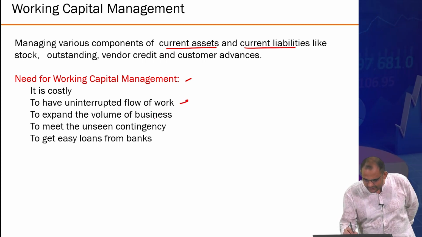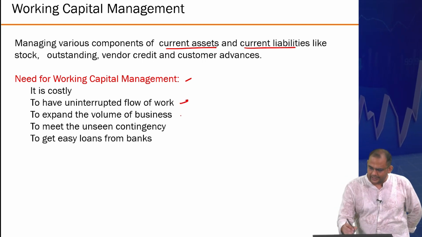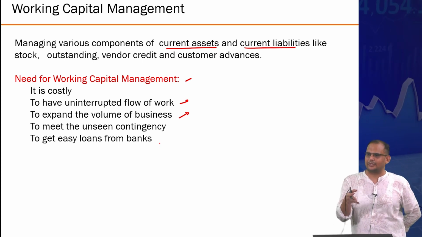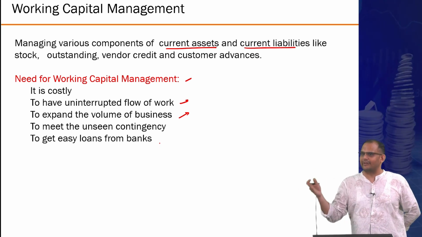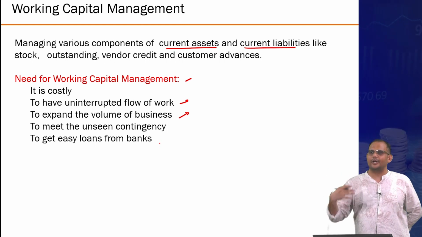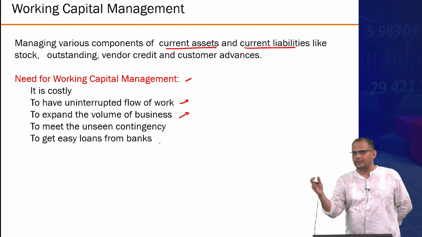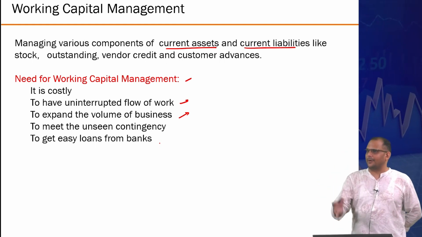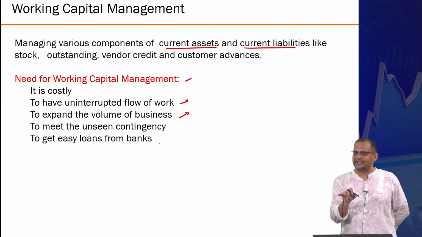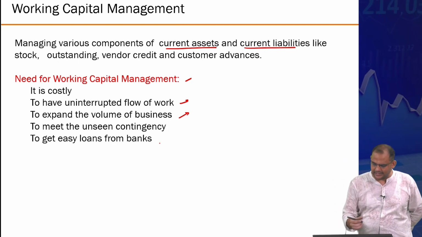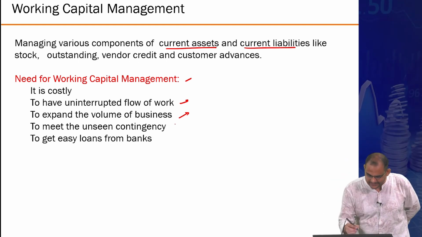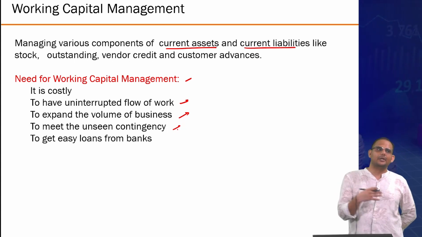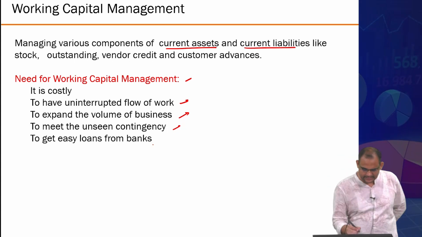But it is necessary to have an uninterrupted flow of work and sometimes to expand the volume of the business, as I told you in the example of the seasonal variation. In order to be prepared for an expected demand surge, you need to ramp up your production right now and you need to put in funds there. So working capital is necessary to expand the volume of your business. To meet the unseen contingency, it helps you have sufficient redundancy in the system.